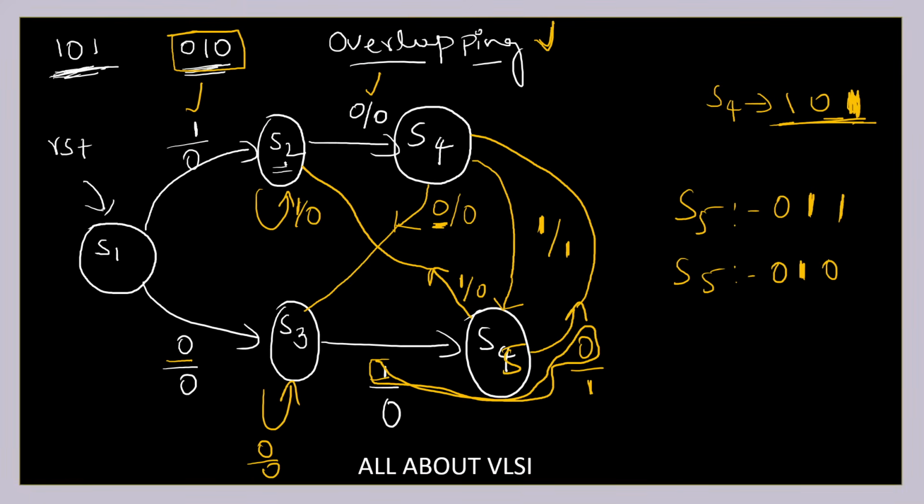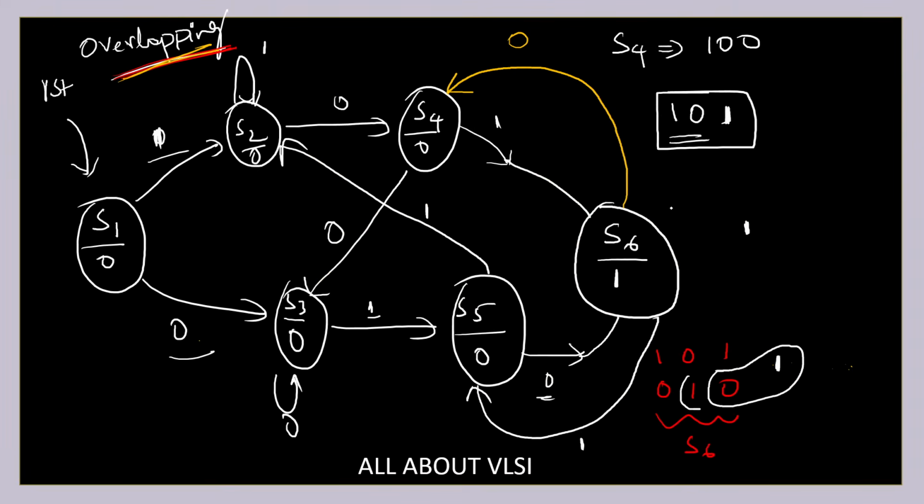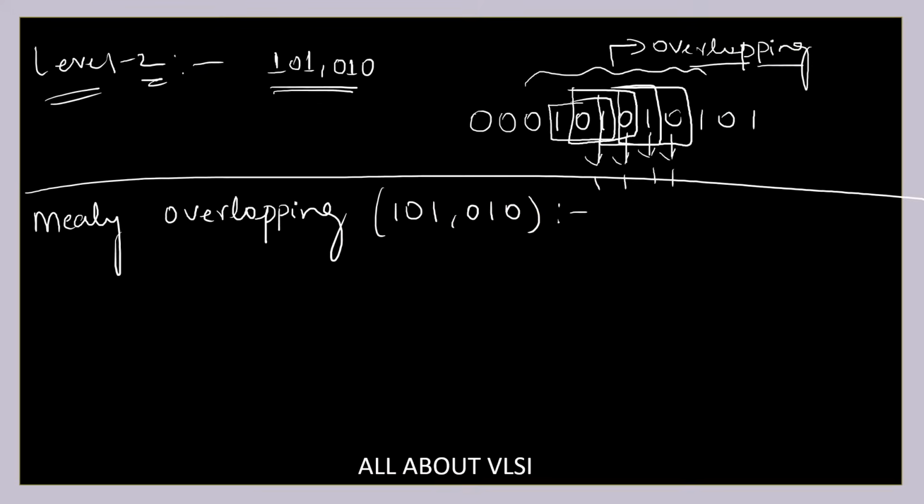Moore non-overlapping is very easy compared to overlapping. Moore non-overlapping is straightforward. There is no need to perform this kind of analysis. Yes. And this was about my two sequence detection.